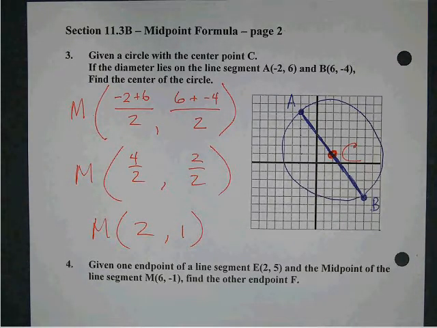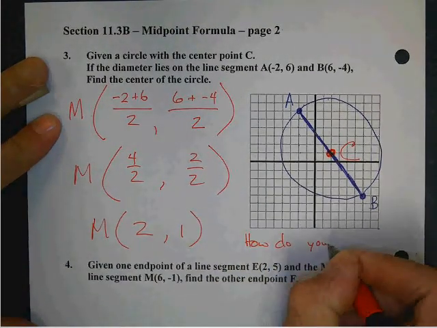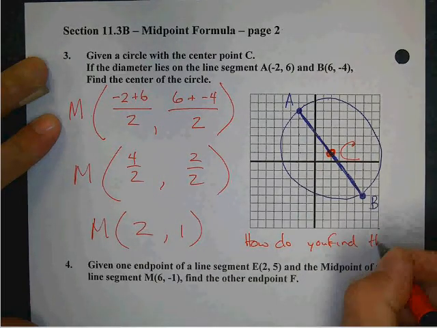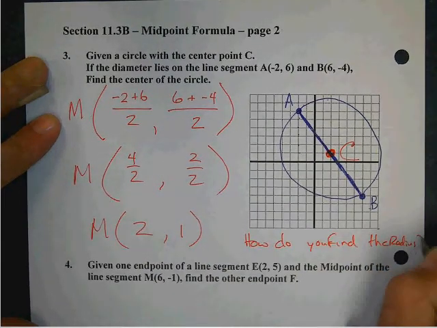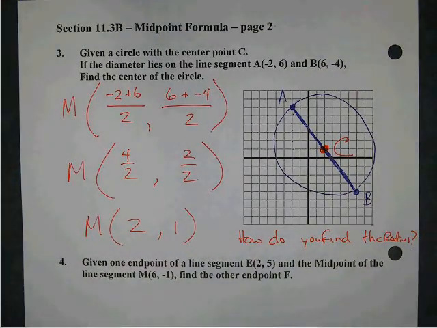If I asked you, interesting question, taking it back to yesterday, what the radius of this circle was, would you be able to find the radius? Think back to yesterday. How do you find the radius? What did we do yesterday? What idea did we talk about yesterday? Look back. Distance. We talked about distance, right?